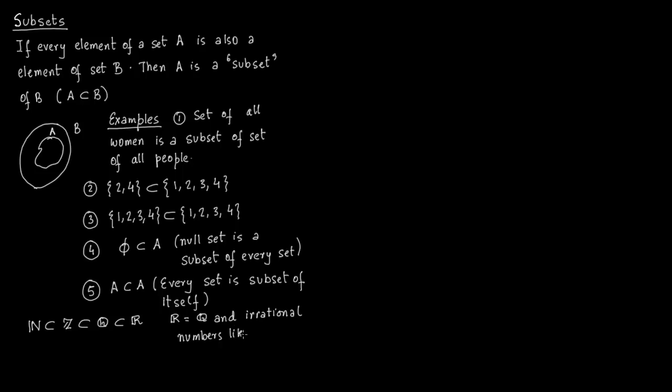like root 2, pi, root 5, root 3, and so on. So natural numbers you already know. This is nothing but 1, 2, 3, 4, 5. Integers you already know, minus 1, minus 2 all the way to minus infinity, then 0, 1, 2 all the way to infinity. And rational numbers you know of the form a by b. Yeah, we have already talked about rational numbers in previous slide.